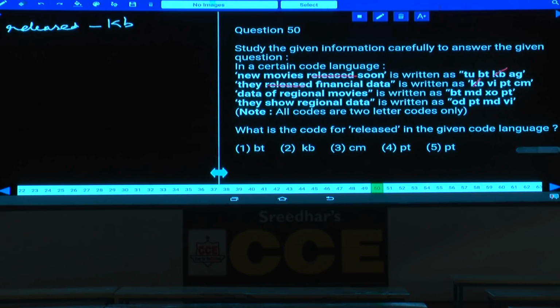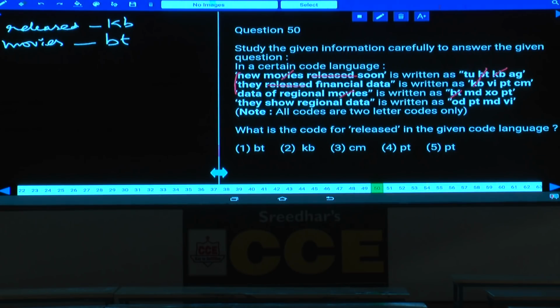Next one. Compare the first one and the third one. If you compare these two, new movies soon, movies is the word which is common between the first and the third statements. Hence, as movies is common between these two, tell me what is the code common here. BT is the code common between these two, hence movies is BT.